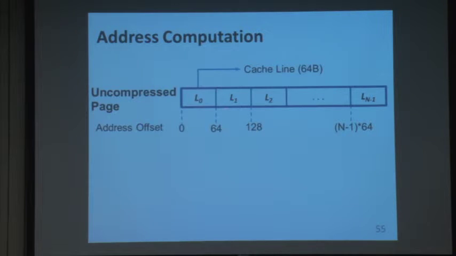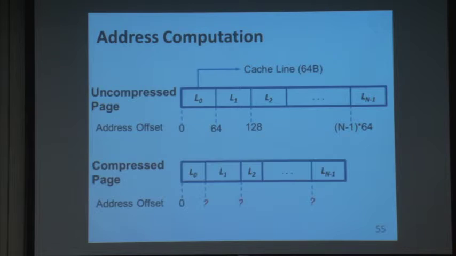This small thing is a cache line now, 64 bytes. Before, when your page is uncompressed, you always know the offset of a cache line, given the number of the cache line, because the offset is obvious, right? They're all equal. Now imagine you do some kind of compression there.